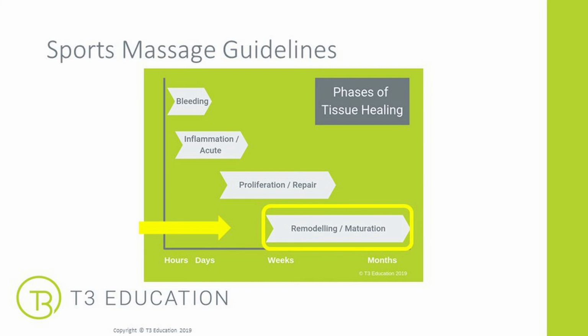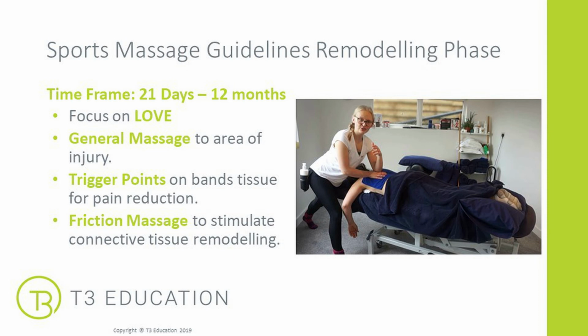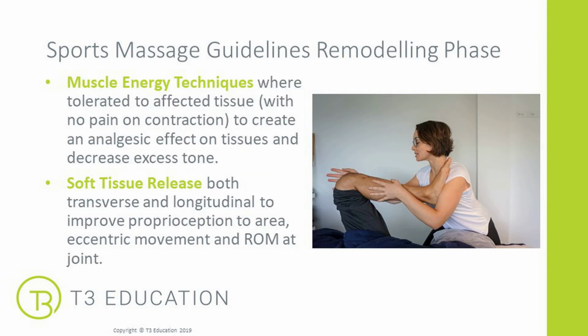And as we move into the more remodelling and maturation phase, we can start to add a few more techniques into here. And this can go anywhere from the 21-day mark right through to 12 months. The general massage of the area of injury, depending on what's happening, can definitely help restore ease to the area. There may be some trigger points on bands of tissue localized to that injury, but also more compensatory patterns that may help reduce pain. And some friction massage may be used, especially to the tendon around the area, to stimulate that connective tissue remodeling to help recover from an injury. And you continue to add in the muscle energy techniques and soft tissue release where appropriate.